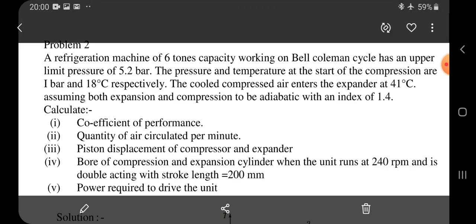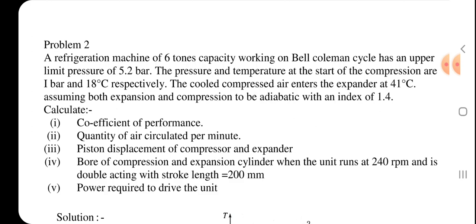and has an upper limit pressure of 5.2 bar. The maximum pressure is 5.2 bar. The pressure and temperature at the start of compression are 1 bar and 18 degrees Celsius respectively. The cooled compressed air enters the expander at 41 degrees Celsius. Assuming both expansion and compression to be adiabatic with an index of 1.4, calculate COP, quantity of air circulated per minute, piston displacement of compressor and expander, bore of compression and expansion cylinder when the unit runs at 240 rpm and is double acting with stroke length 200 mm, and power required to drive the unit.